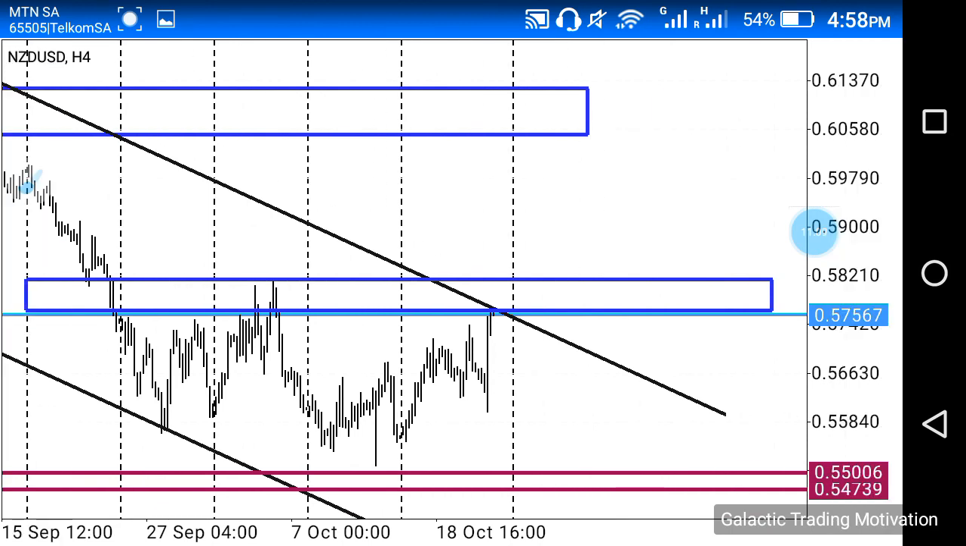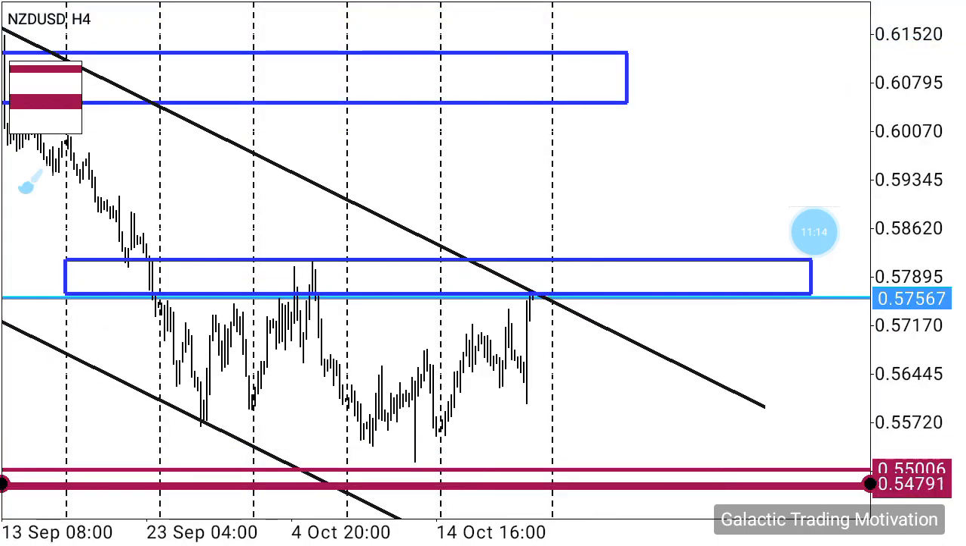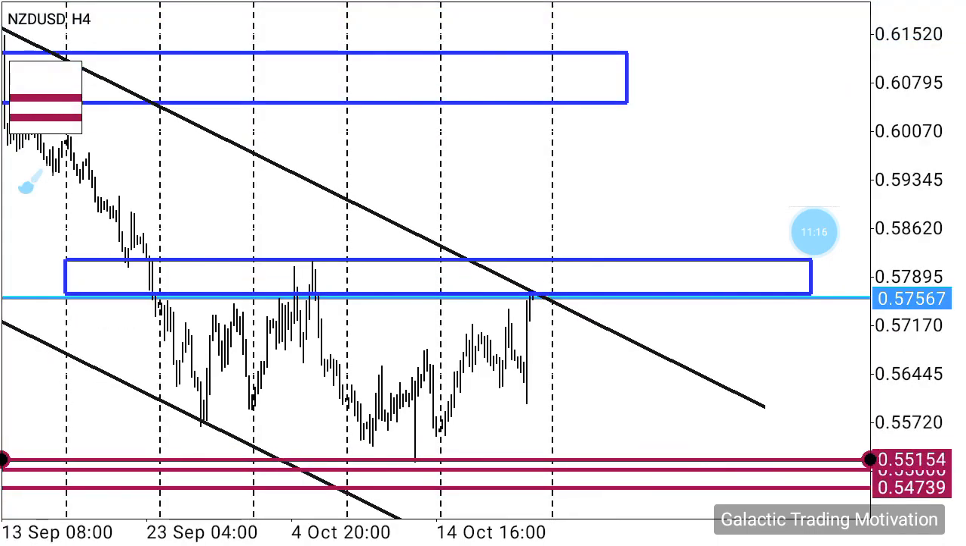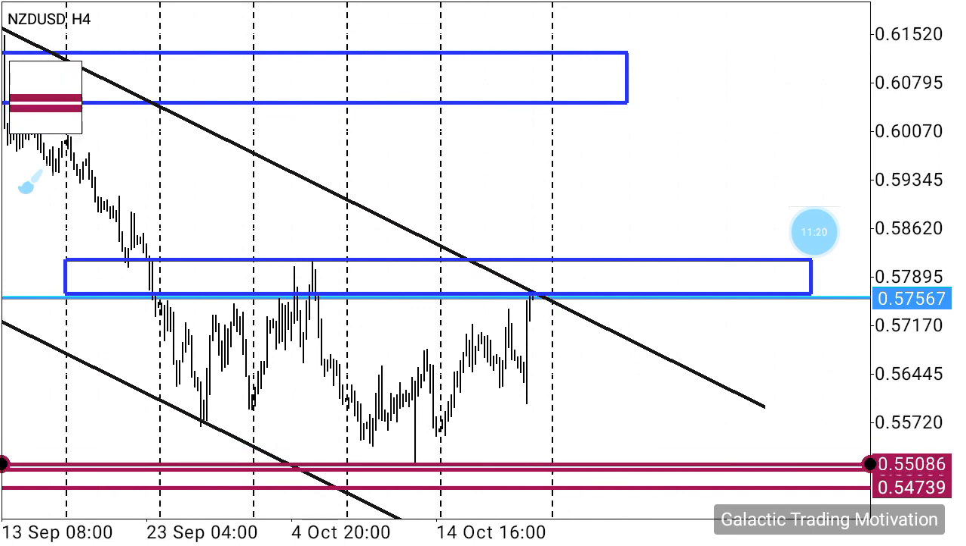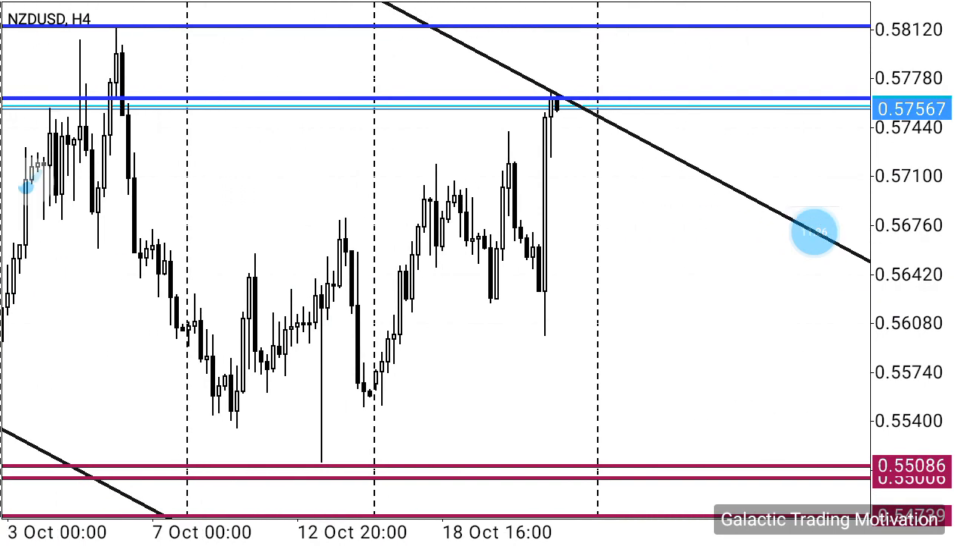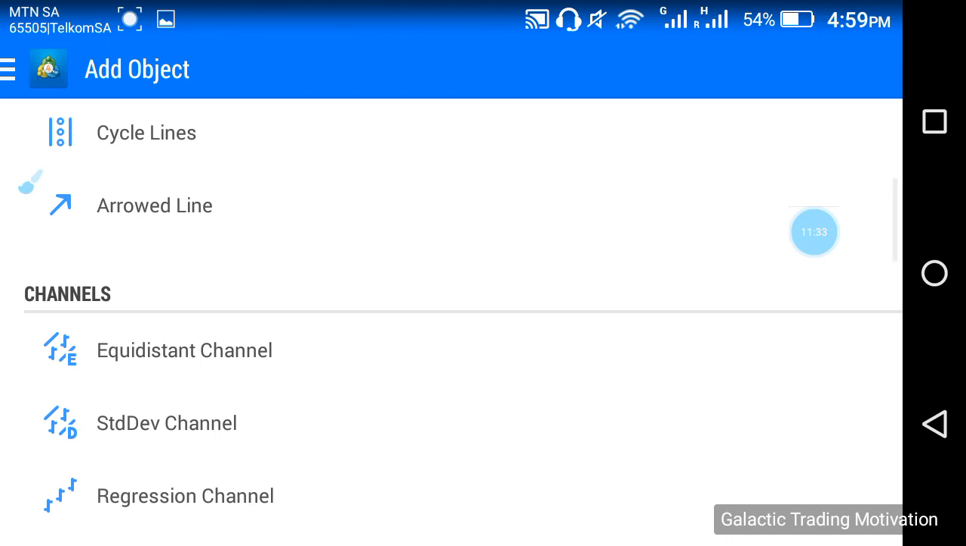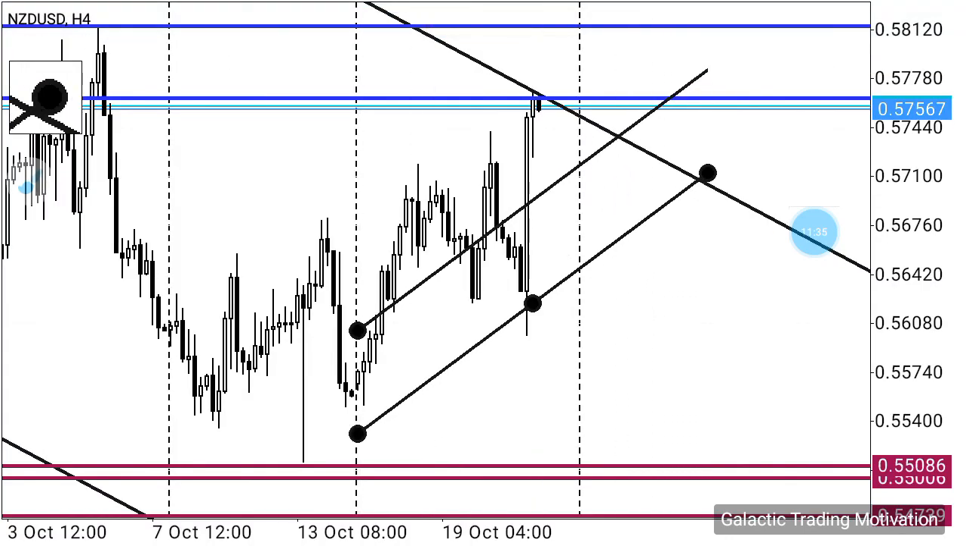Let me just mark this candlestick as well. It's very much important. Let's see, right? At this level is where we have that liquidity. Just bear with me. There we go. There we go, right? And then the next thing that I'm going to do in regards to the H4 chart of NZDUSD is just to add my equidistant channel, and I would add it in this manner.